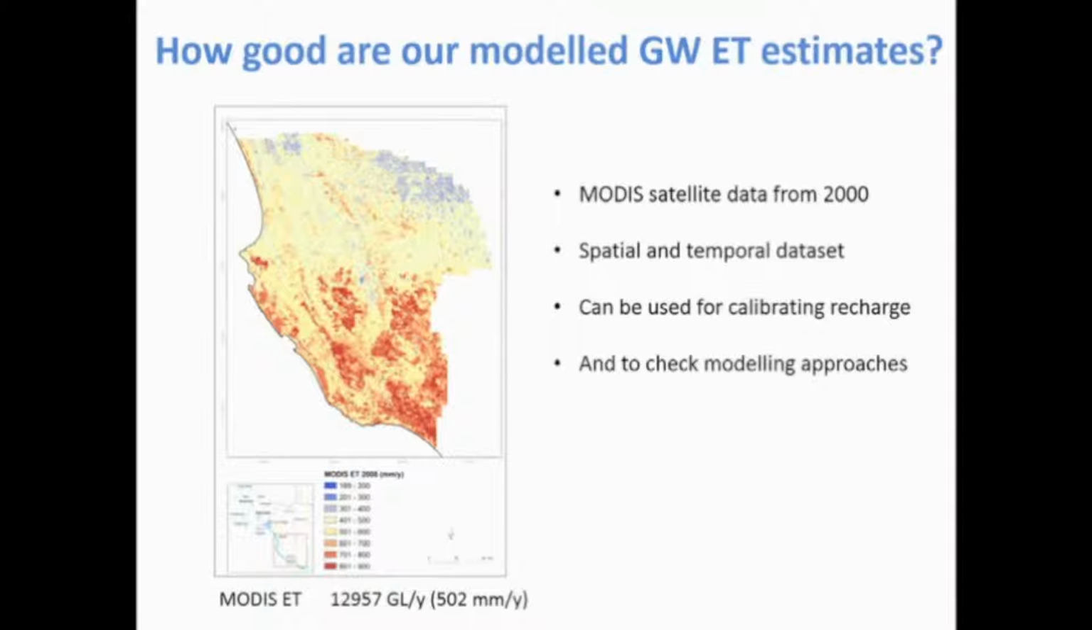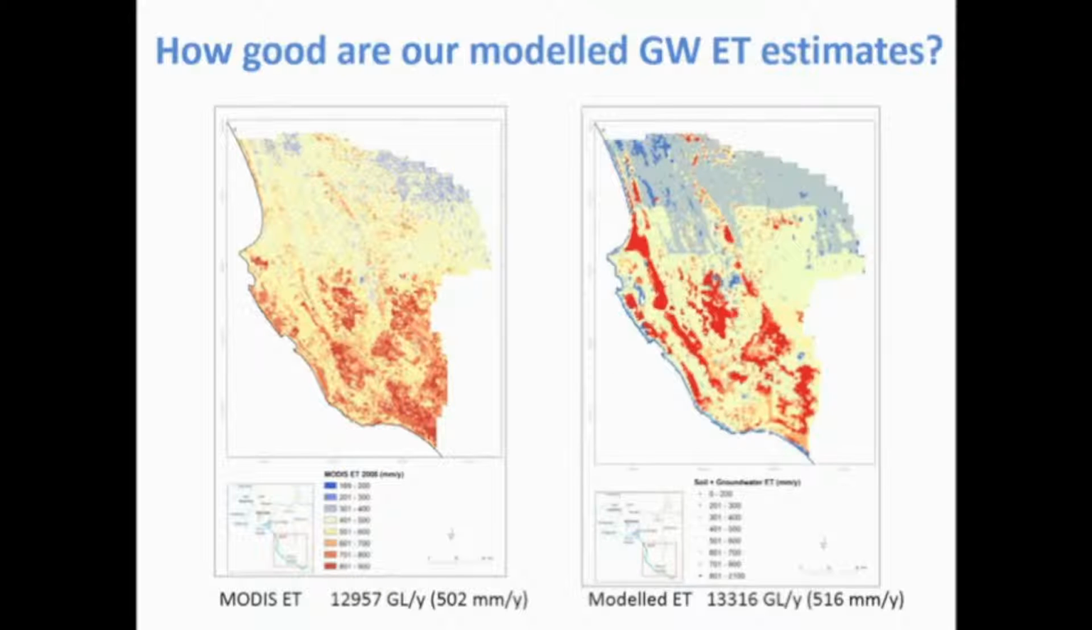We're fortunate in that we have MODIS satellite data from 2000. This is a spatial and temporal data set that can be used for calibrating recharge, and Russell will talk about that later. I've used it to check different modelling approaches. So here MODIS ET is shown on the left, and on the right we have the sum of our modelled groundwater ET, which I showed you, and soil ET, which was calculated using LEACHM. Unfortunately, I don't have time today to describe the LEACHM modelling in detail, and in any case, John Hudson would be better to do that.